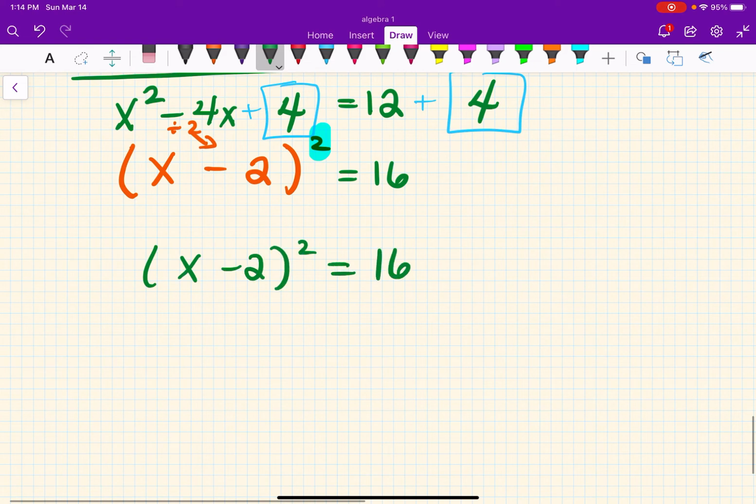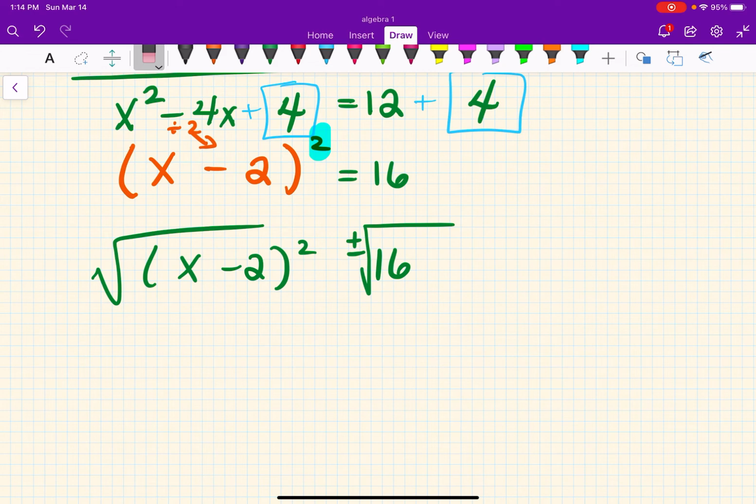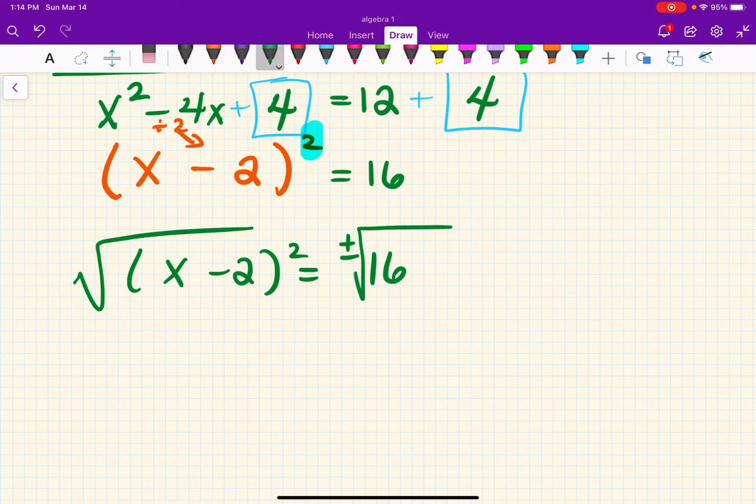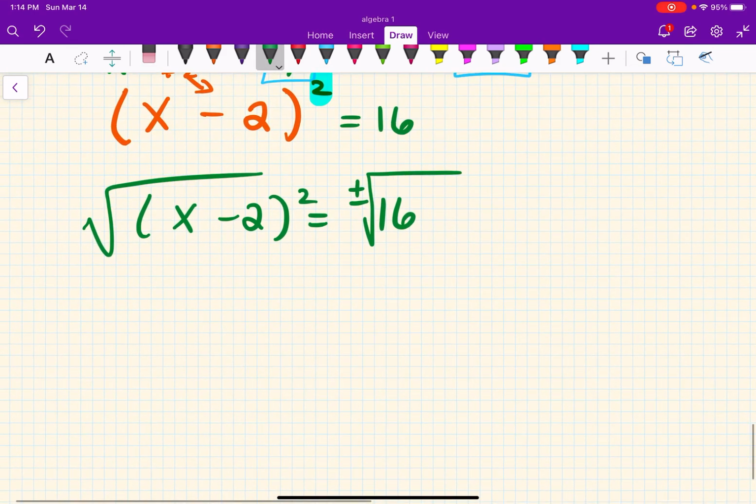Now we're going to solve it. Square root both sides, bringing in a plus and a minus in the process. Okay? Remember, square rooting a square, all it does is it clears it up. You don't do any kind of special thing there. It just clears up the square because that is the opposite operation of squaring. 16 is also a perfect square, so that's going to be plus or minus 4.